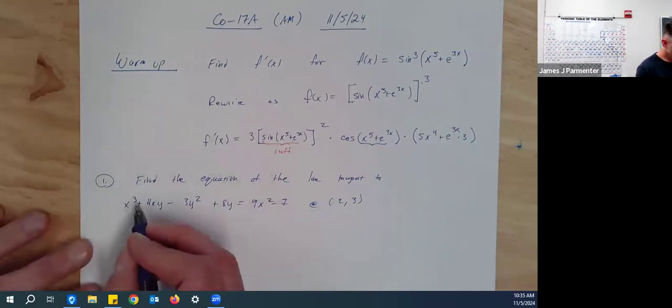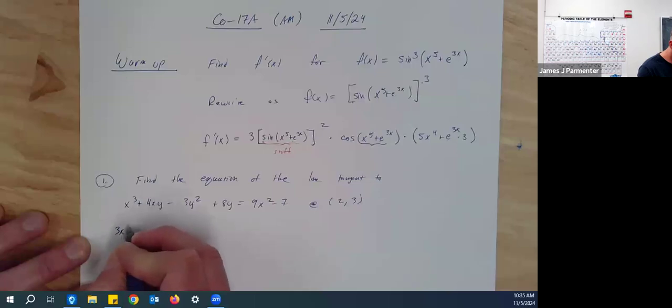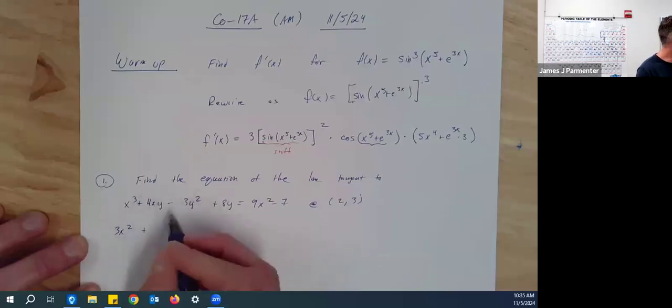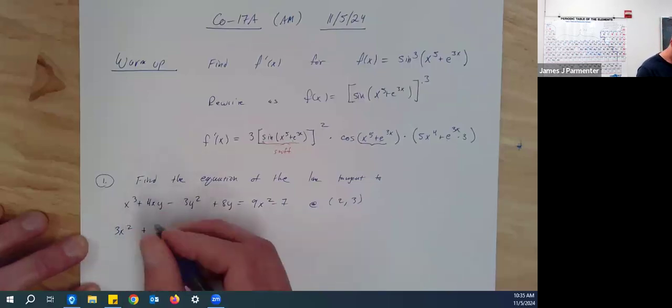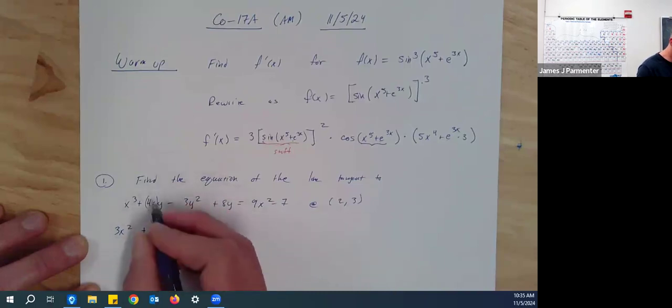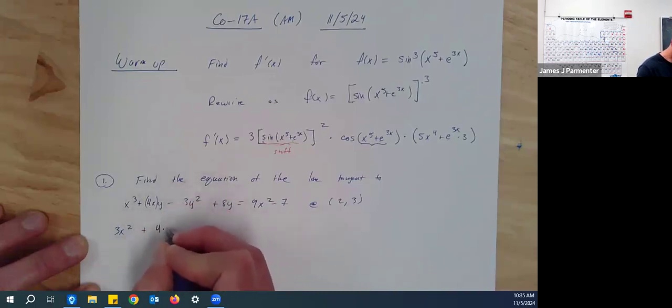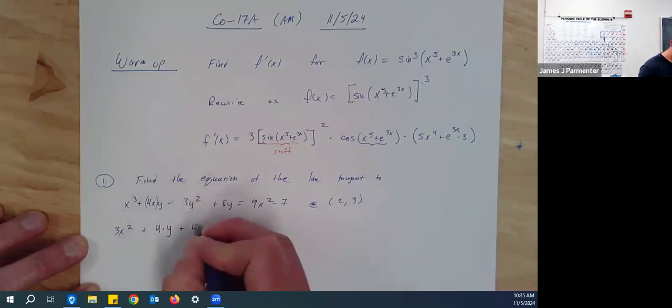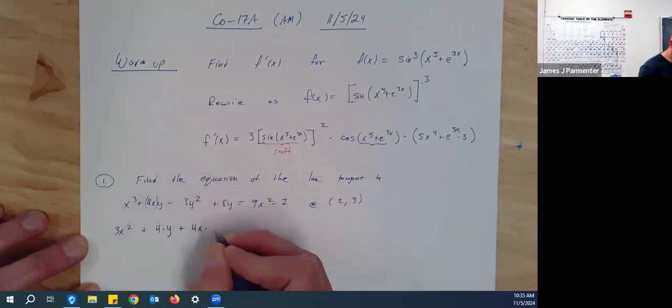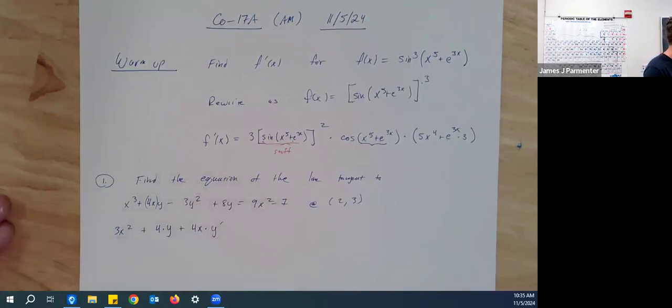So the derivative of x cubed is 3x squared. The derivative of 4xy, I'm going to have to use the product rule. I'm going to say, well, I've got a 4x, so the derivative of 4x is 4 times leave y alone, plus, then we switch it up, leave the 4x alone, and the derivative of y is y prime.